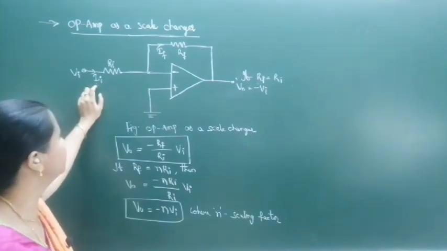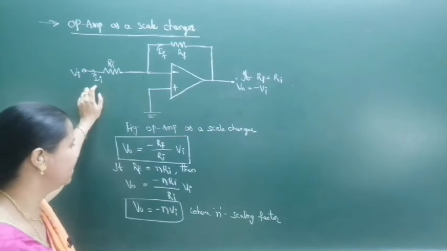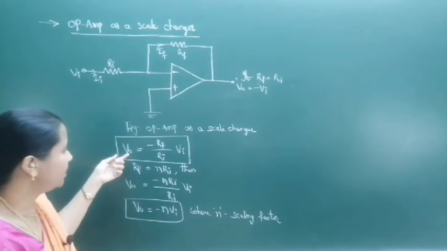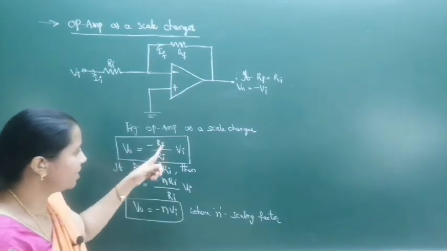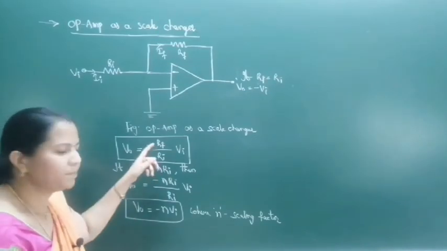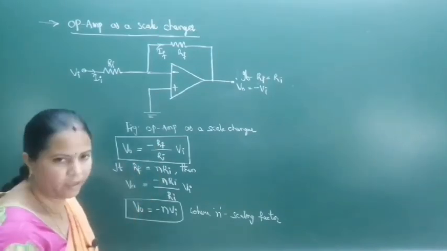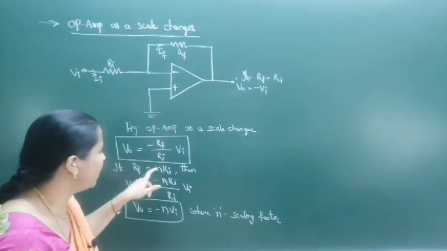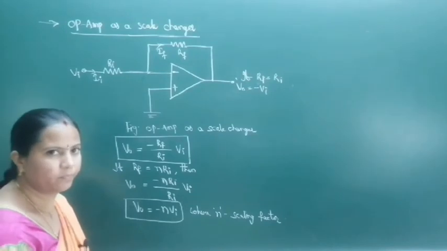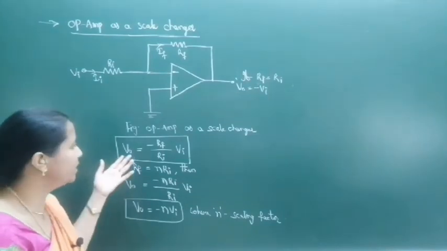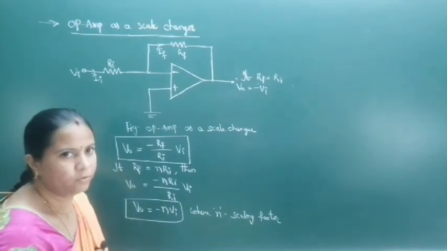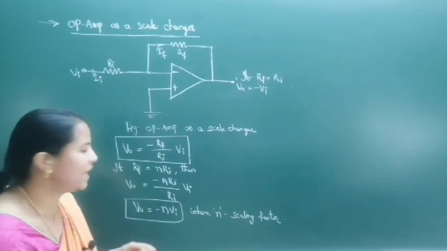In this op amp as a scale changer, what is the output voltage of the inverting amplifier? V0 equals minus Rf by Ri into Vi. In this equation, if we substitute Rf equal to N Ri, then this circuit acts like a scale changer. In the output voltage of the inverting amplifier, if we substitute Rf equal to N Ri, then this circuit acts as a scale changer. Okay?